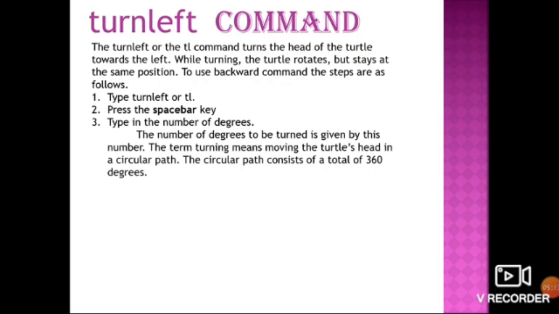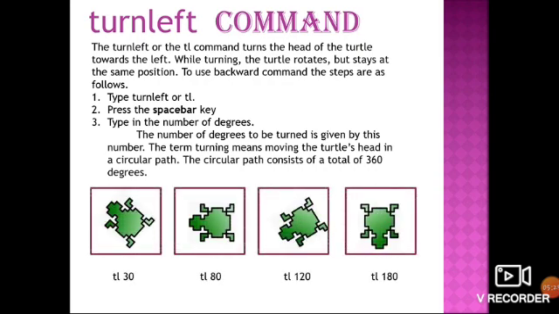So children, again turning means moving its head in the circular path in the left direction, and the total circular path contains 360 degrees. Here we have TL 30. Now see here, it is moving in anti-clockwise direction, that is TL 30. It is moving its head by 30 degrees towards left. Next one is TL 80, TL 120 and TL 180. So children, is it understood? Okay.